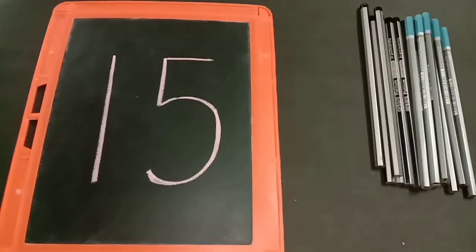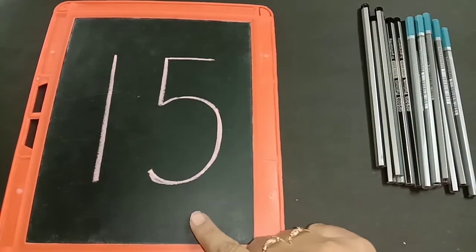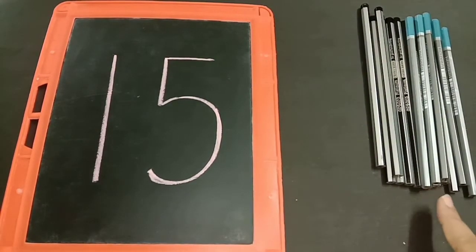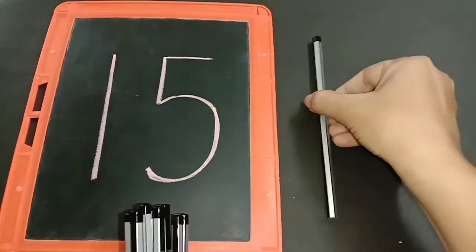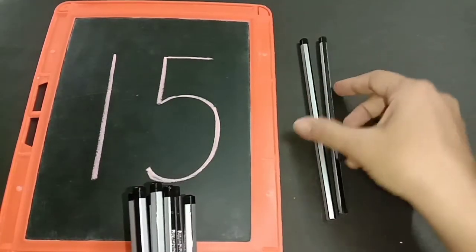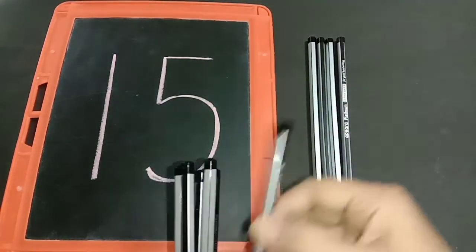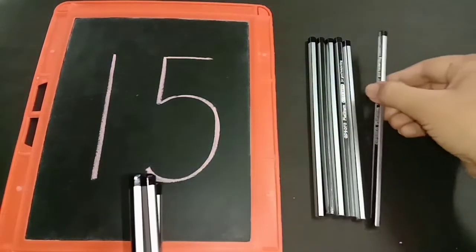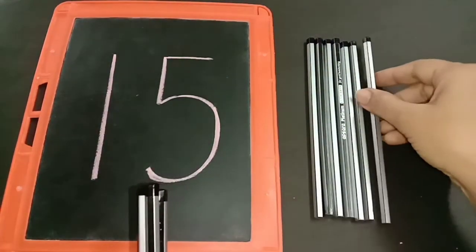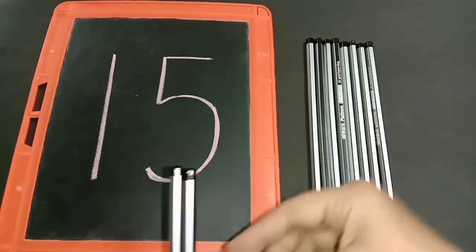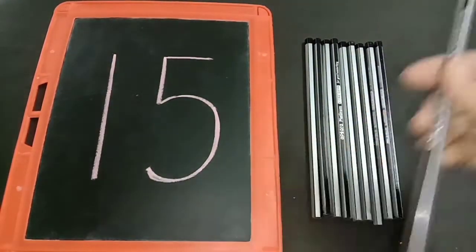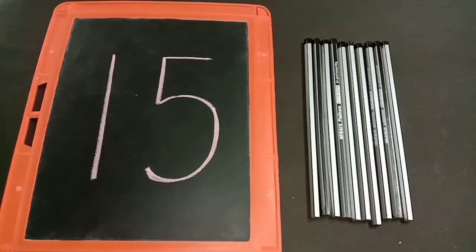After the introduction of number 15, let us see its value. Kids, which number is this? 1, 5, 15. And I have some pencils over here. So let us count them. 1, 2, 3, 4, 5, 6, 7, 8, 9, 10. These are 10 pencils.